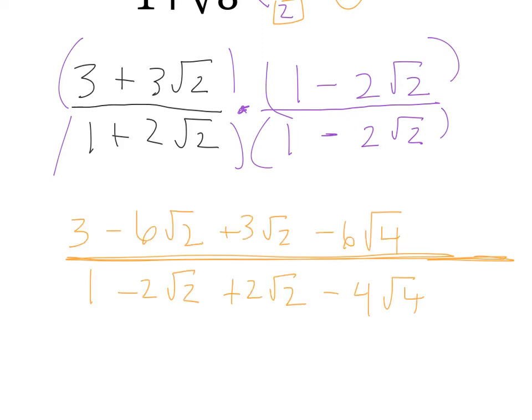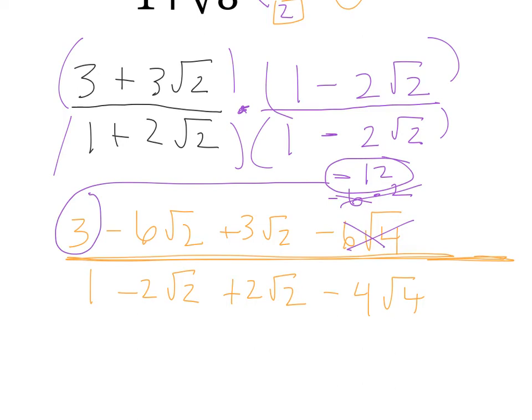So those are what your terms should be for first, outside, inside, last. When I do this, I see that I have a square root 4 on top and bottom. So on top, this would become negative 6 times 2. So I'm going to cross it out. And then actually, 6 times 2 is 12, so this becomes negative 12. So this can combine with this on top, and also my 2 square root 2's can combine on top.